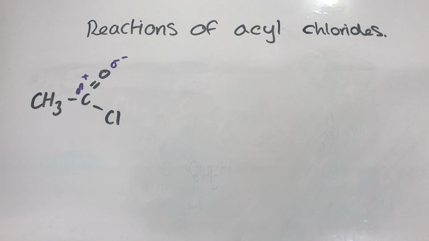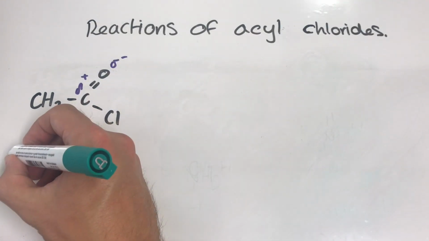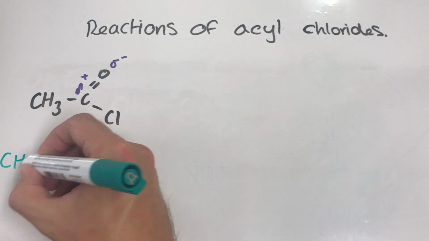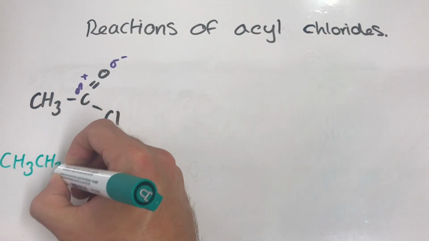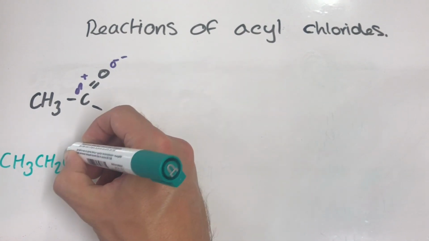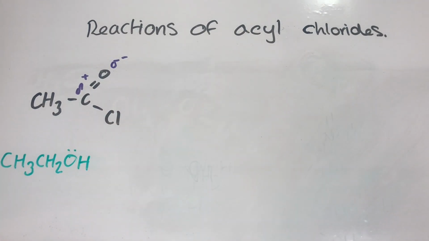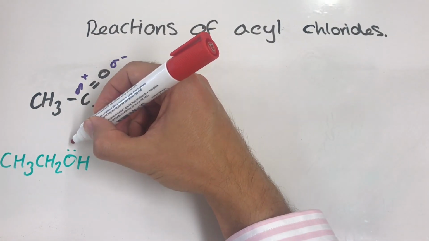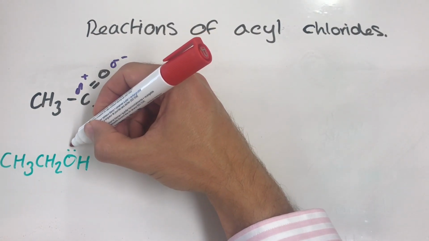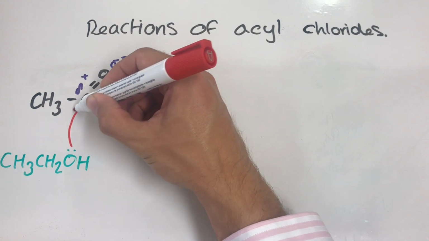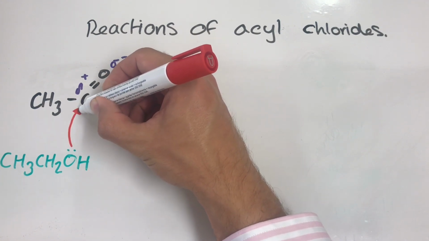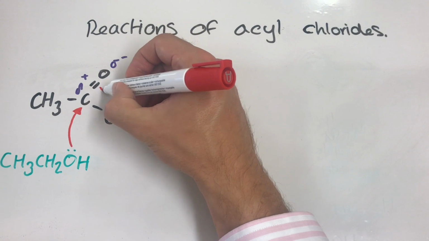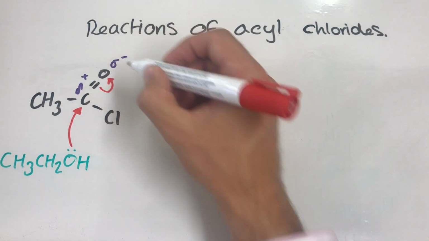The third reaction, we'll look at the reaction between an acyl chloride and an alcohol. So sticking with the same theme, let's look at it with ethanol. So it's CH3, CH2, OH. We've got the lone pair of electrons there on the oxygen. This pair of electrons, so the alcohol is going to be acting as our nucleophile here. We've got the lone pair of electrons attracted towards the carbon, the delta positive carbon. Electrons in the bond repelled away towards the oxygen.